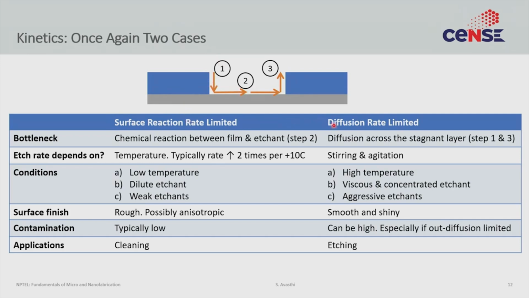However, sometimes the surface reaction rate is very fast. If the surface reaction rate is very fast, then you are always waiting on fresh etchant to get to the surface, and in that case you are in the diffusion rate limited regime.